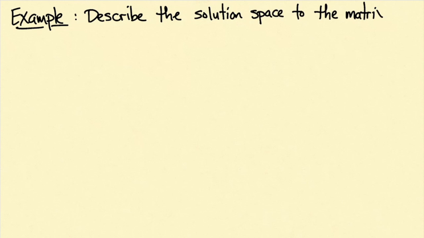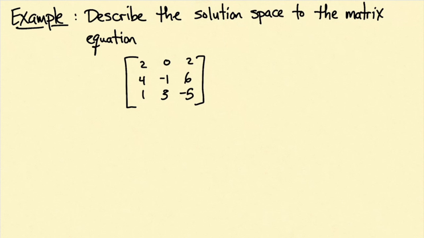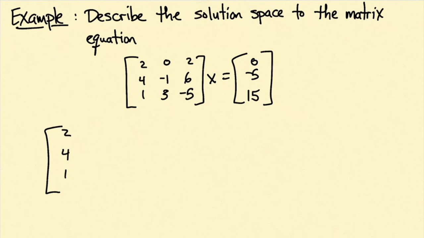So let's talk about an example. Describe the solution space to the matrix equation with matrix [[2, 4, 1], [0, -1, 3], [2, 6, -5]], multiplied by the vector x, is equal to (0, -5, 15). So the important fact from above is the set of vectors x which will satisfy this equation are given by solving the augmented matrix [[2, 4, 1 | 0], [0, -1, 3 | -5], [2, 6, -5 | 15]].